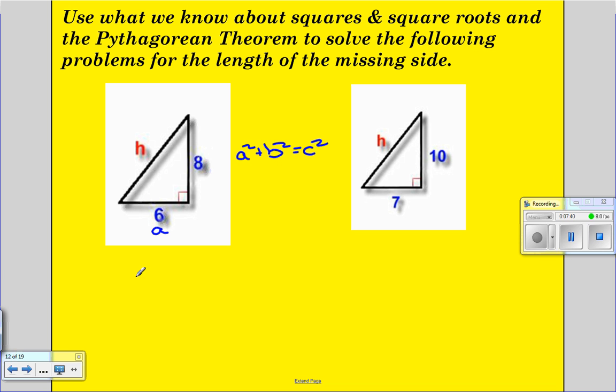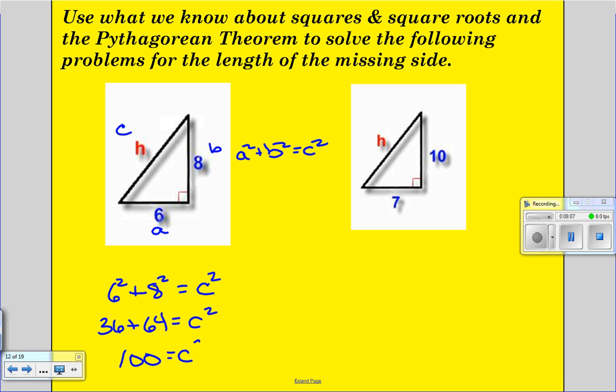We can label our triangles A, B, and C. So A squared will be 6 squared plus B squared, that's 8 squared, will be equal to C squared. 6 squared is 36. 8 squared, 64. This is going to be equal to C squared. We're going to add these together. We get 100 equals C squared.